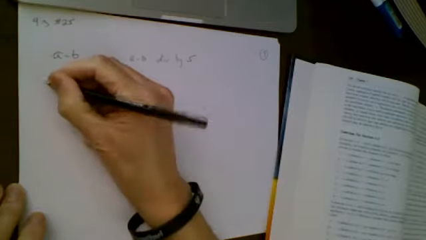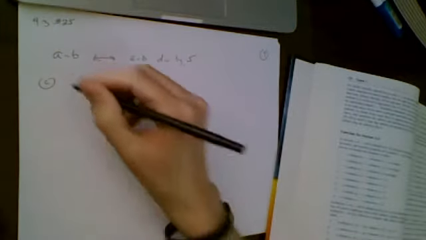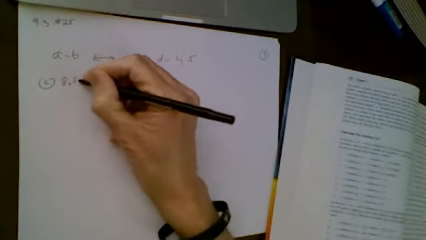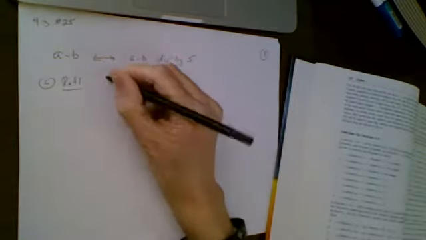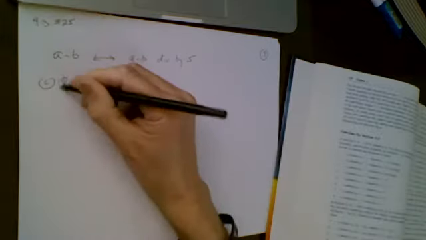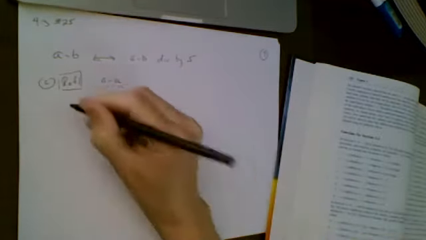Well, I'll go through some of these kind of quickly, and then I'll get to the ones that I think were the hard parts for you. For A, show this is an equivalence relation on the integers. So for reflexive, the question is, no matter what integer you take, is A minus A divisible by 5? And again, A minus A is equal to 0, which is divisible by 5. So yes, reflexive.